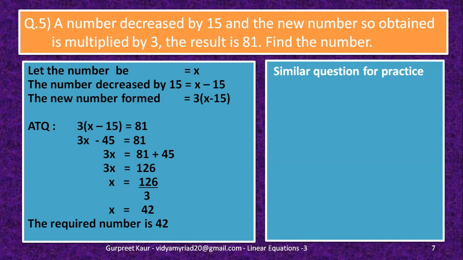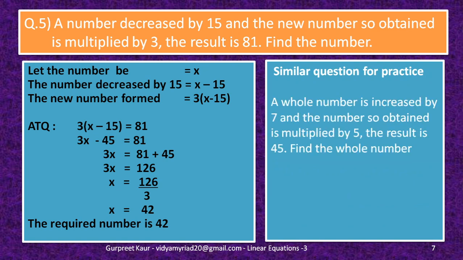For your practice, I have given you a similar question. A whole number is increased by 7 and the number so obtained is multiplied by 5. The result is 45. Find the whole number. It is exactly similar. Please try to form it step by step and just check your answer comes to, the number is 2.